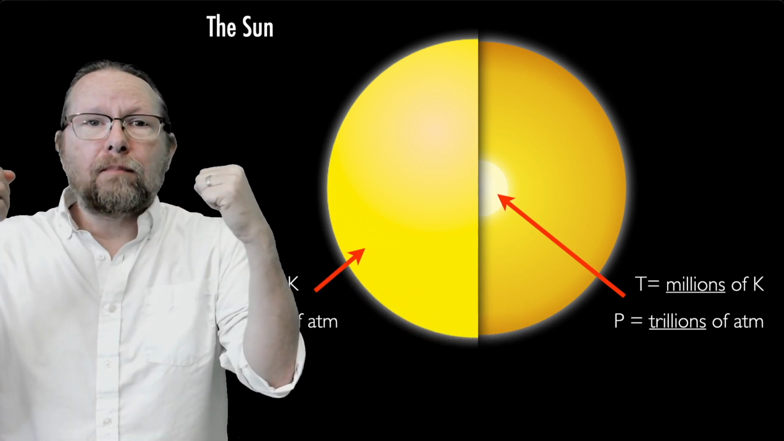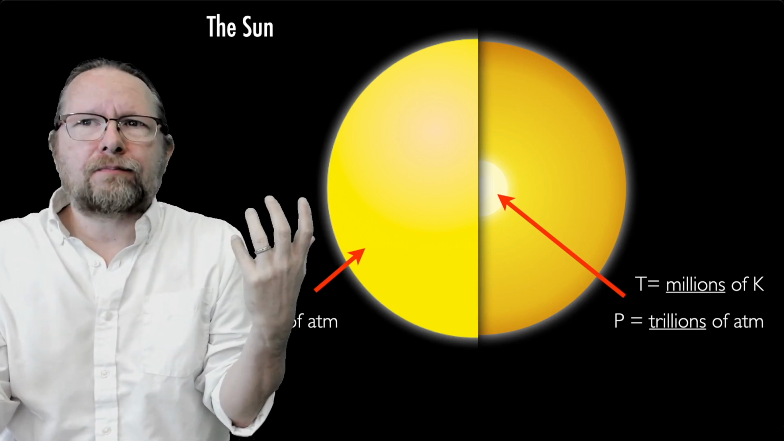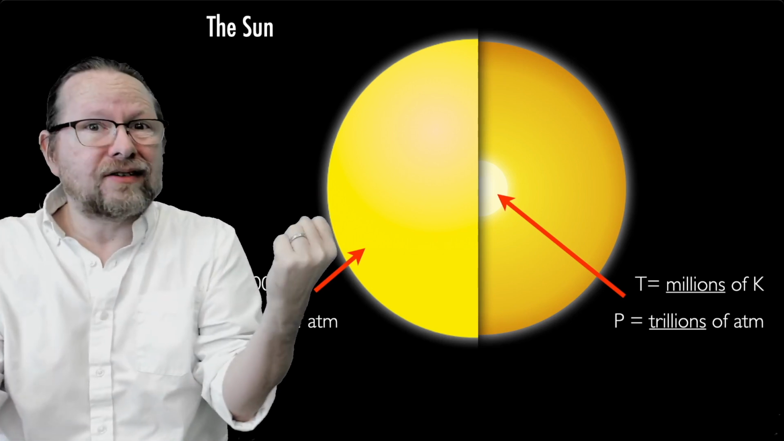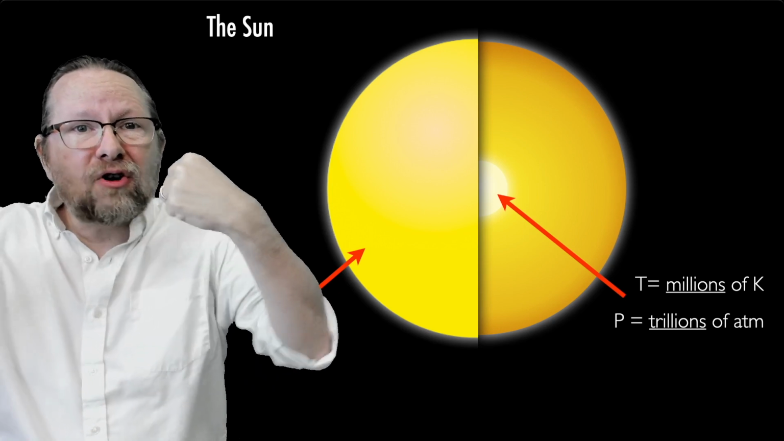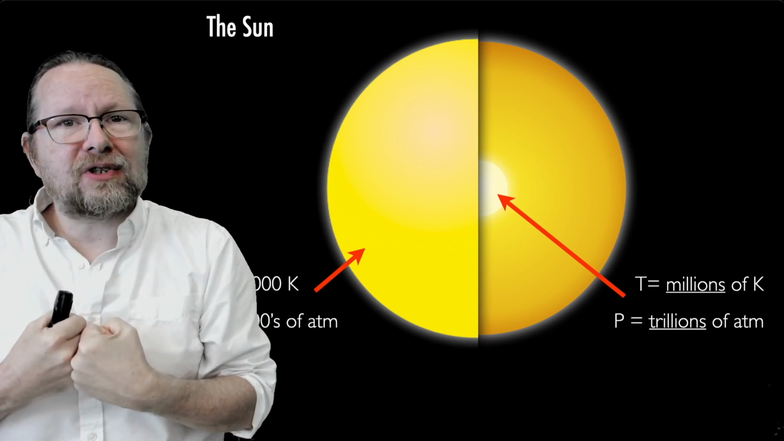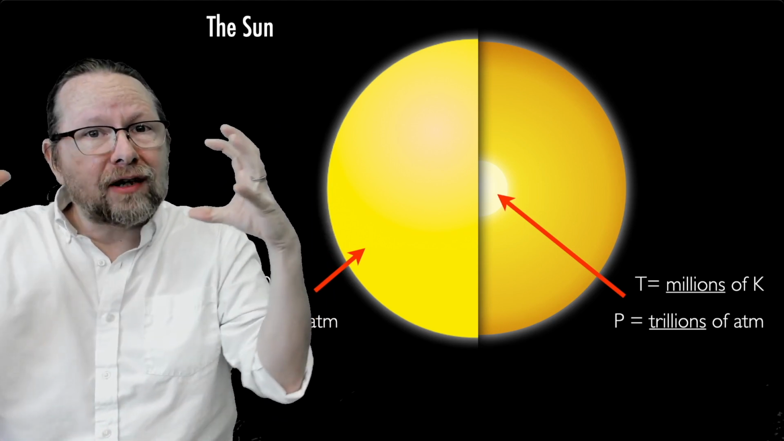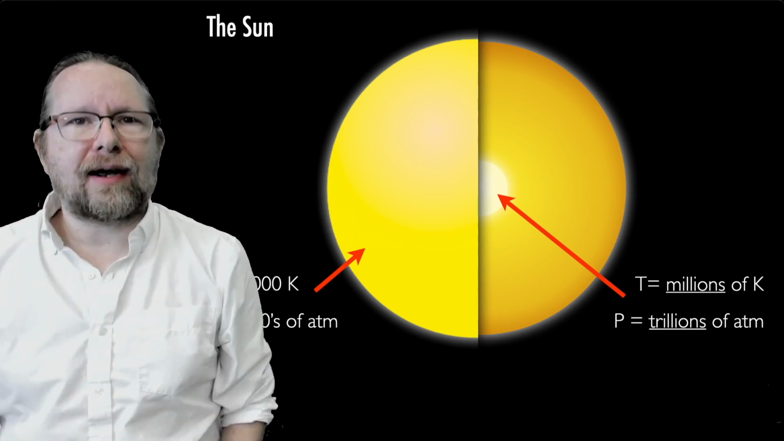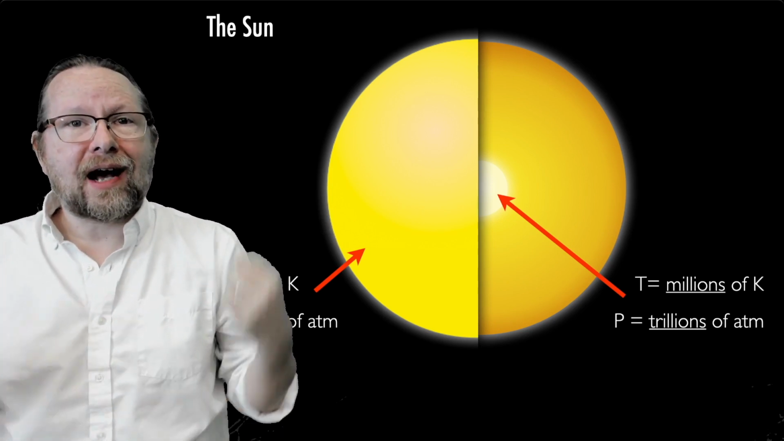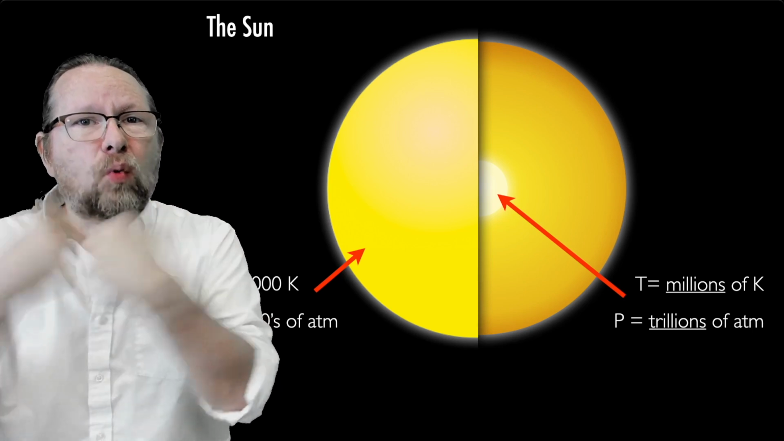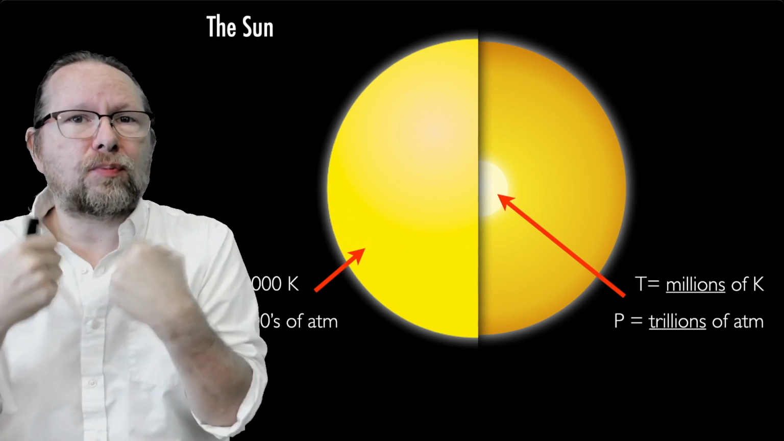The atoms are moving fast, or the hydrogen nuclei, the protons, are moving around fast, and they're also being pushed very, very close together by the force of all of the mass of the sun's gravity being pulled into the center. That high temperature and high pressure is what you need in order to fuse two protons together.